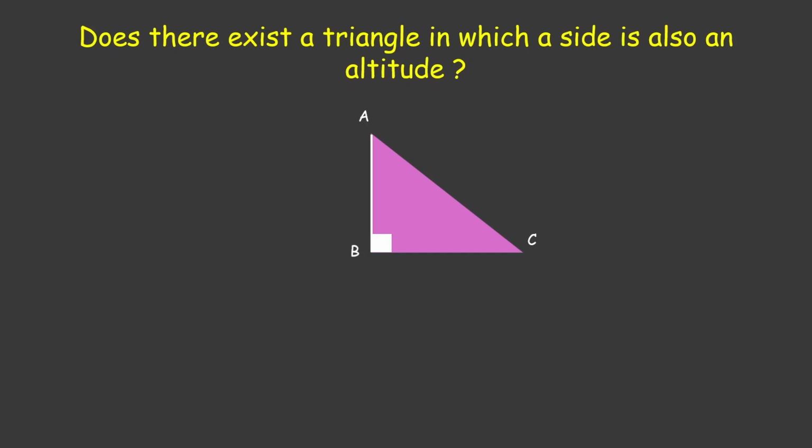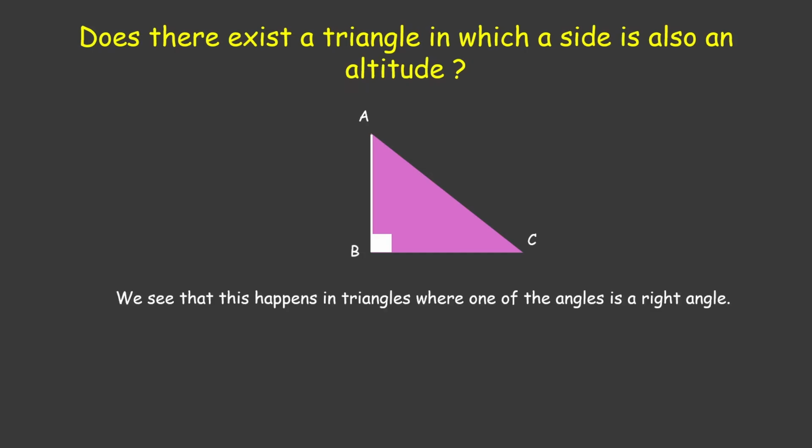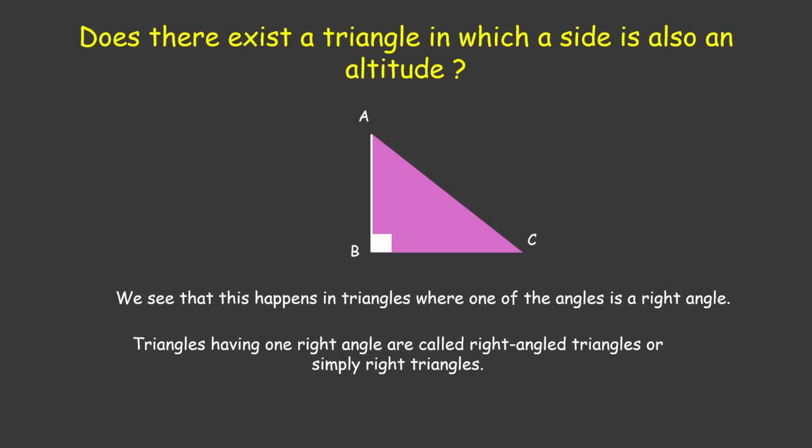So now in this triangle ABC, you will see that it only happens when one of the angles is a right angle. Right? And such triangles having one right angle are called right-angled triangles or simply right triangles. So a right triangle is a triangle in which one of the sides is an altitude.